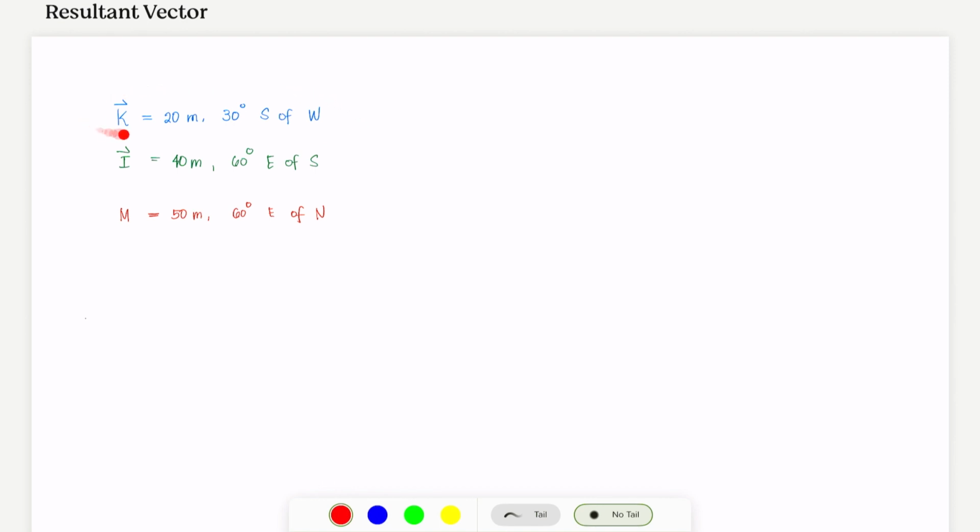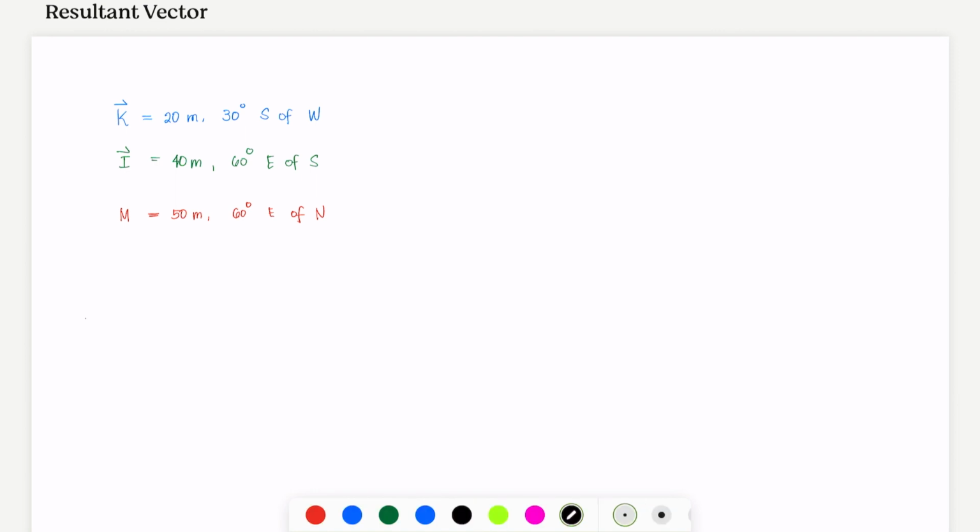The first vector is vector K, 20 meters, 30 degrees south of west. The second vector is vector I, 40 meters, 60 degrees east of south. The third one is 50 meters, 60 degrees east of north. We're going to do this using the analytic method.